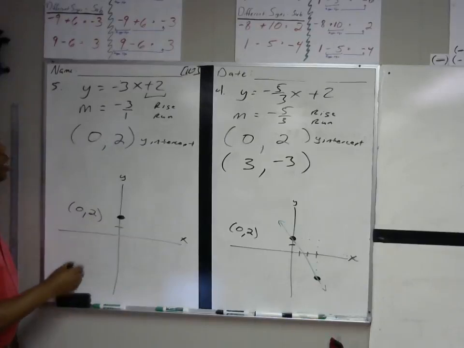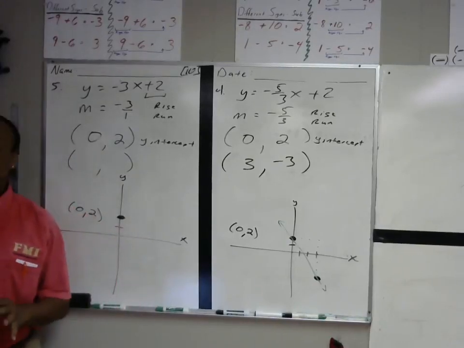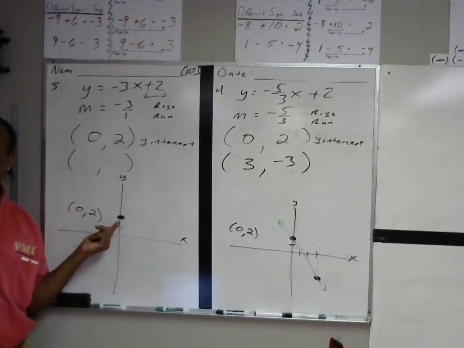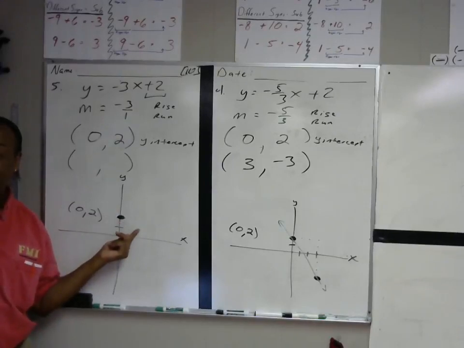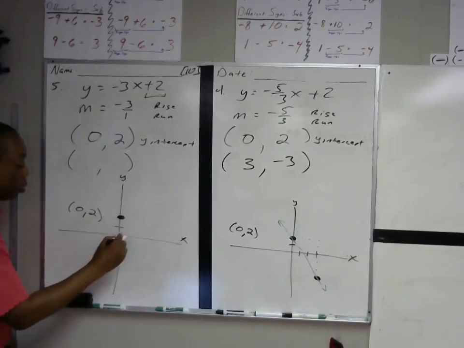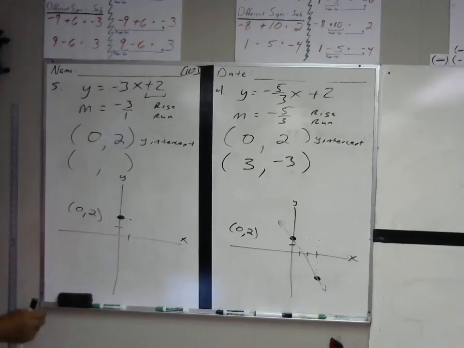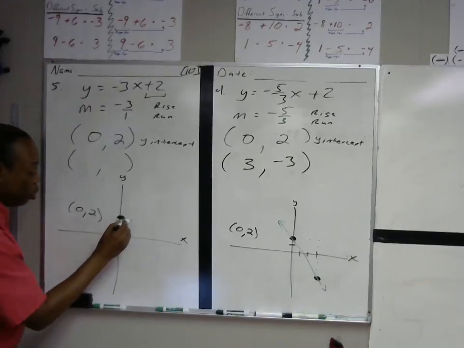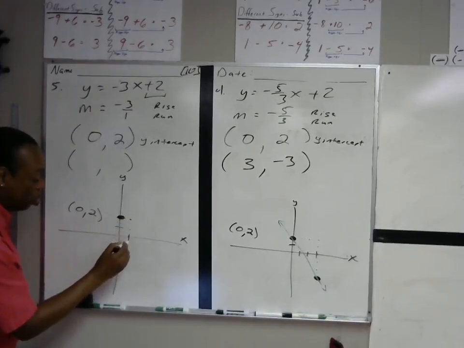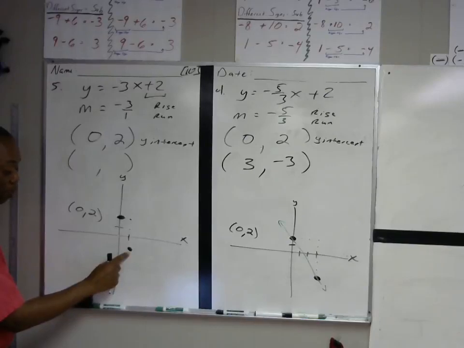Okay. Next, we need to find our second point. So what I want you to do is start from this point right here, run 1 time, and then I want you to fall 3 times. So again, run 1 time, but then go down 3 times. 1, 2, 3. And that's our new point.